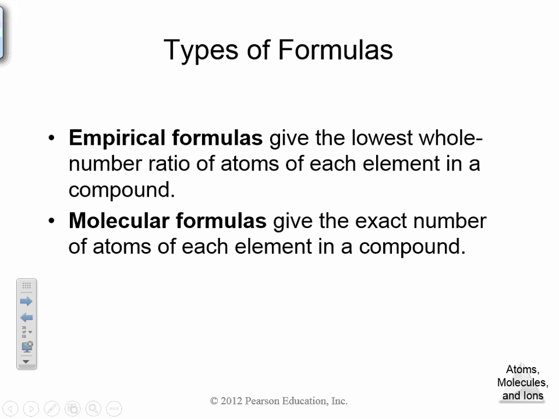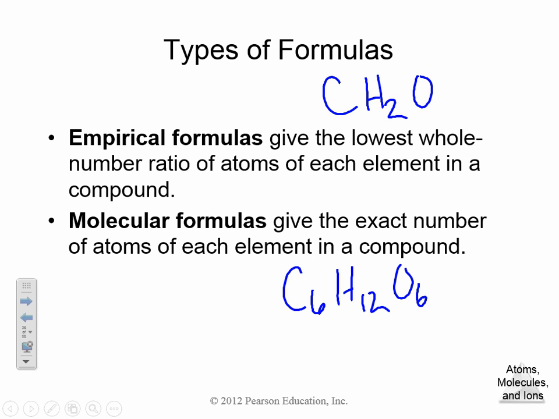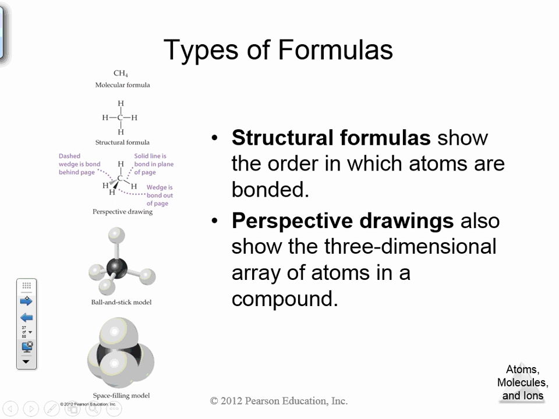Empirical formulas and molecular formulas. What is the difference? Empirical formulas give the lowest whole number ratio of each atom. Molecular formulas give the exact number. So for example, a simple type of sugar is C6H12O6. That would be the molecular formula, because the empirical formula would be CH2O, because that's the lowest whole number ratio of atoms of each element in the compound. So just a refresher on empirical versus molecular formulas.